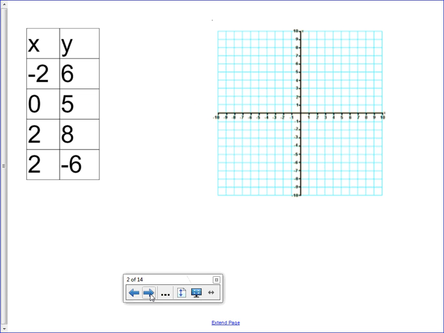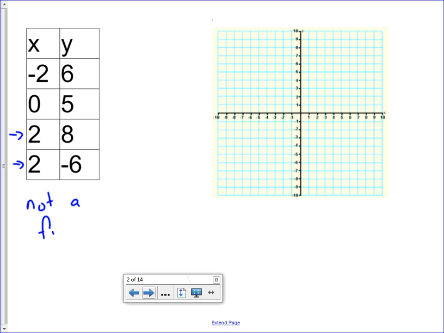So first thing, can we determine from a table if something is a function? Take a look at this table that I give you here, determine whether it's a function or not. Hopefully you can see that down here we have a 2 paired with two different things. First it's with an 8 and then it's with a -6. So this one would cause it to be not a function.